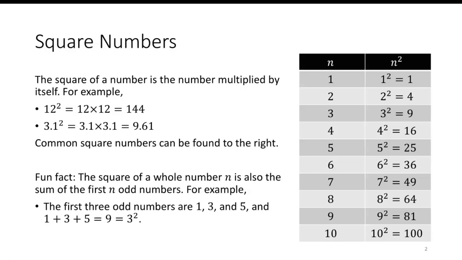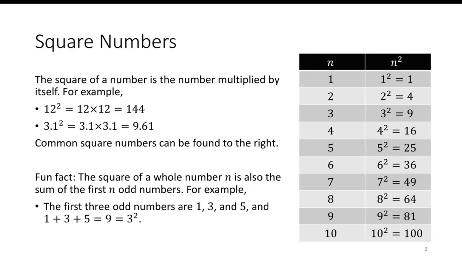The square of a number is the number multiplied by itself. For example, 12 squared is 12 times 12, or 144. 3 and 1/10 squared is 3 and 1/10 times 3 and 1/10, which is 9 and 61/100. Some of the common square numbers you can find in the table to the right.